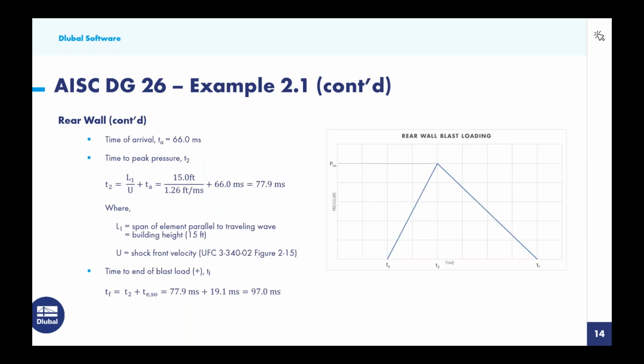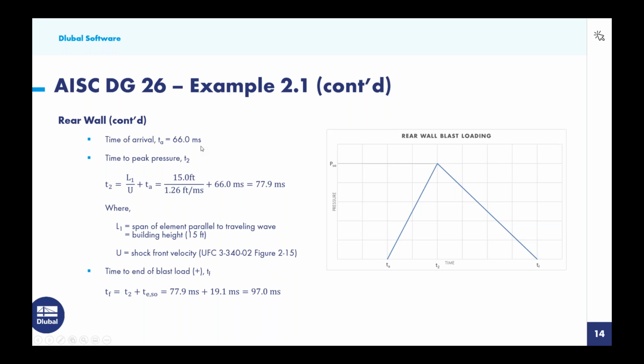Now, it's also slightly different here in that for our rear wall, it's going to take the blast wave a little bit of time in order to ramp up to that full peak pressure. It's not instantaneous like what we're seeing with the front, side, and roof. So how do we calculate this? Well, we know the estimated time of arrival is 66 milliseconds.